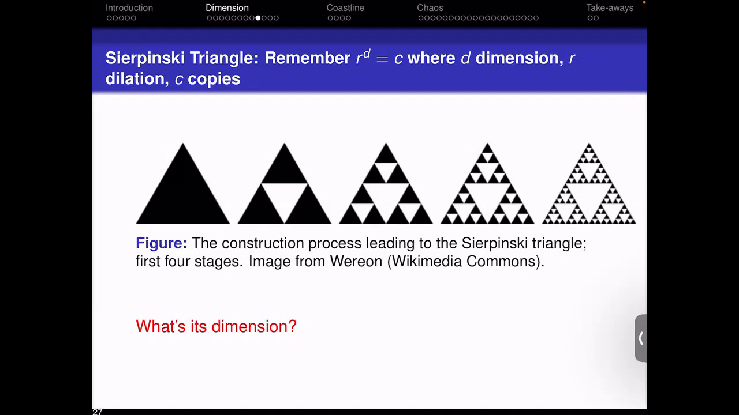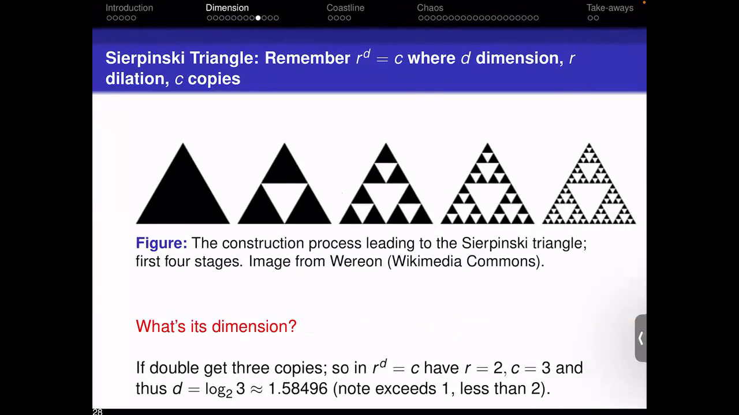So if I dilate by 2, how many copies of the initial set do I get? This part over here would expand out and give me a full copy. This would give me a full copy. And the top would give me a full copy. So how many copies would I get? I would get 3 copies.